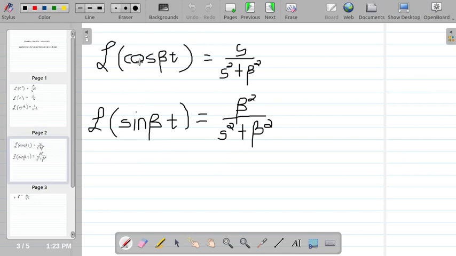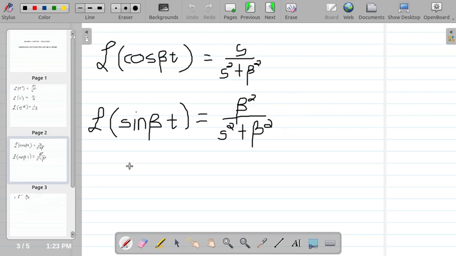The Laplace transform of cosine beta t is s over s squared plus beta squared, where beta is just any constant. The Laplace transform of sine beta t is beta over s squared plus beta squared, where beta is just any constant.